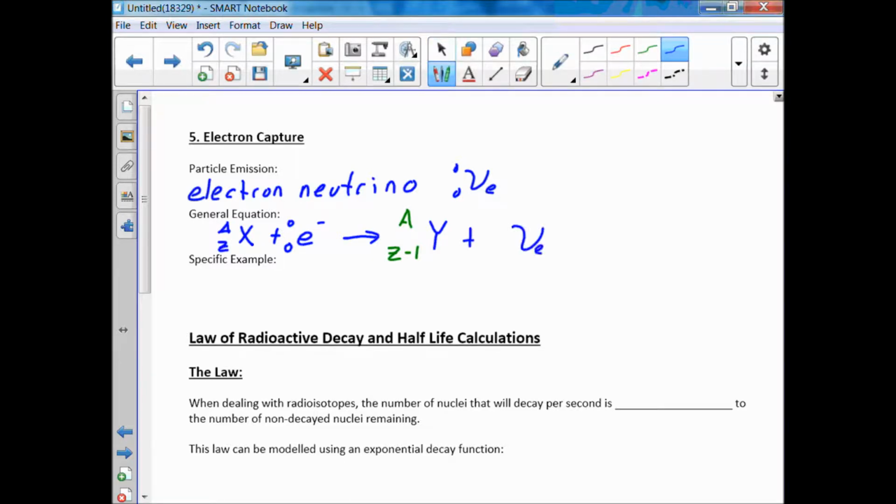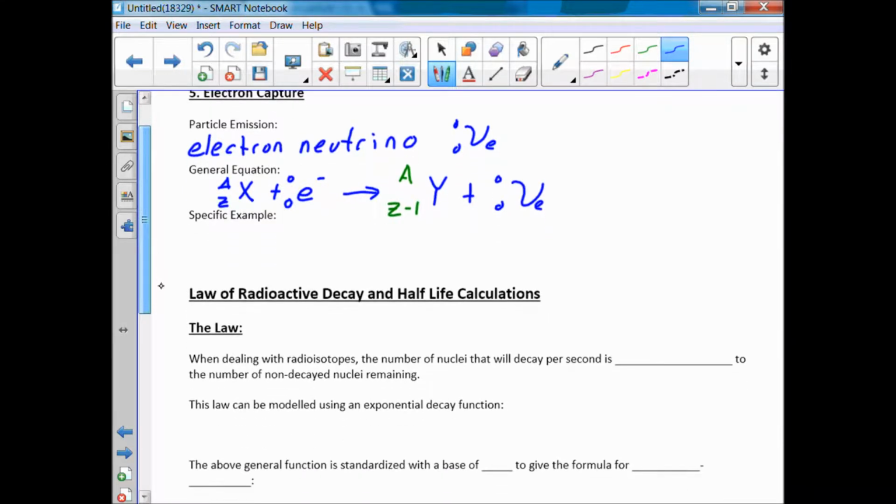Wait, wouldn't A also be A minus 1 then? No, because it's just absorbing an electron. Oh, it's absorbed. Sorry, yeah. That's right. So nothing's changing. The mass will change a little bit, but a very small amount.